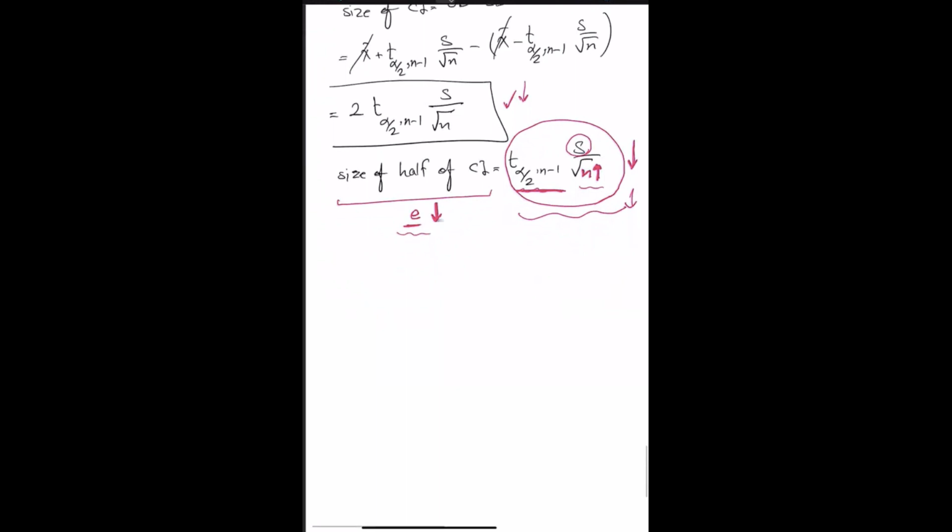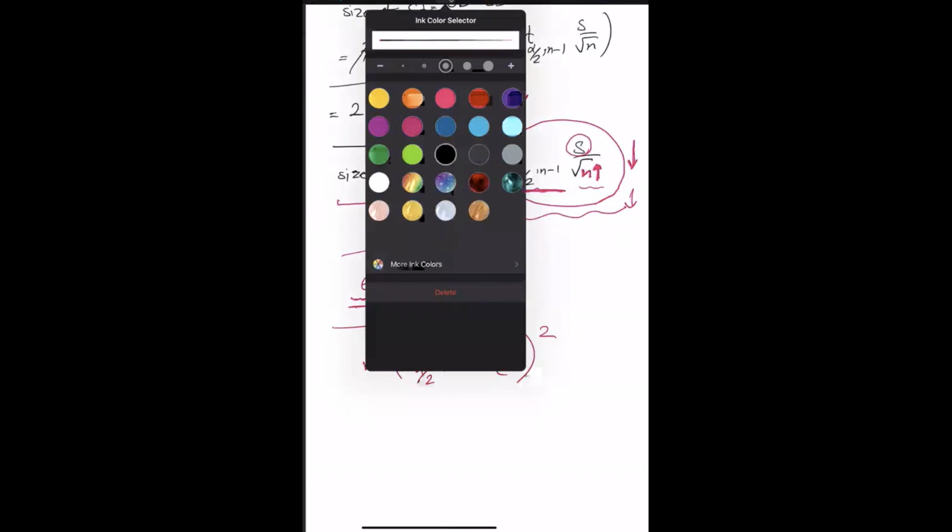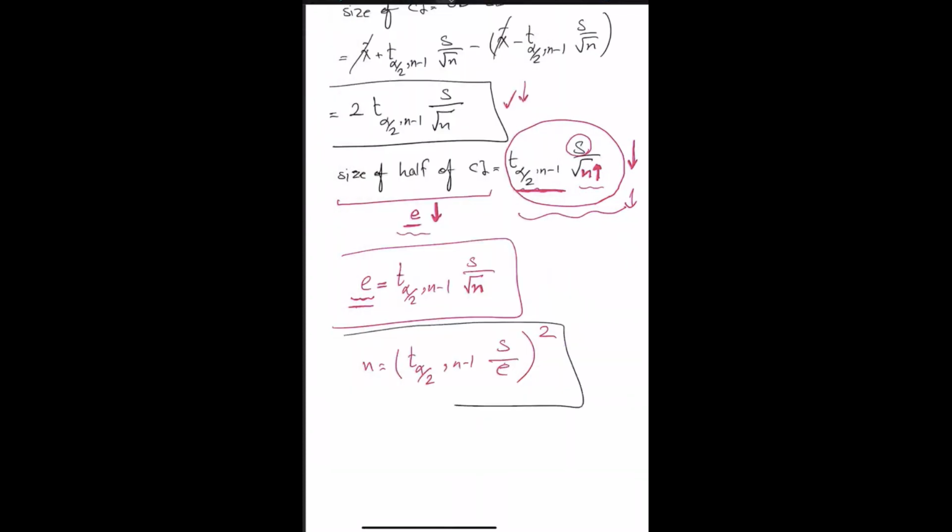So now that I know E, the desired size for the half of the confidence interval, is t times S over square root of n, the question is: if I know the desired size of the half of the confidence interval, what is the sample size, or the number of replications, that can potentially get me to this desired E? If I use this formulation and do the calculations, I can see that n equals (t times S over E) to the power of 2. So this is the formulation that we need to know.